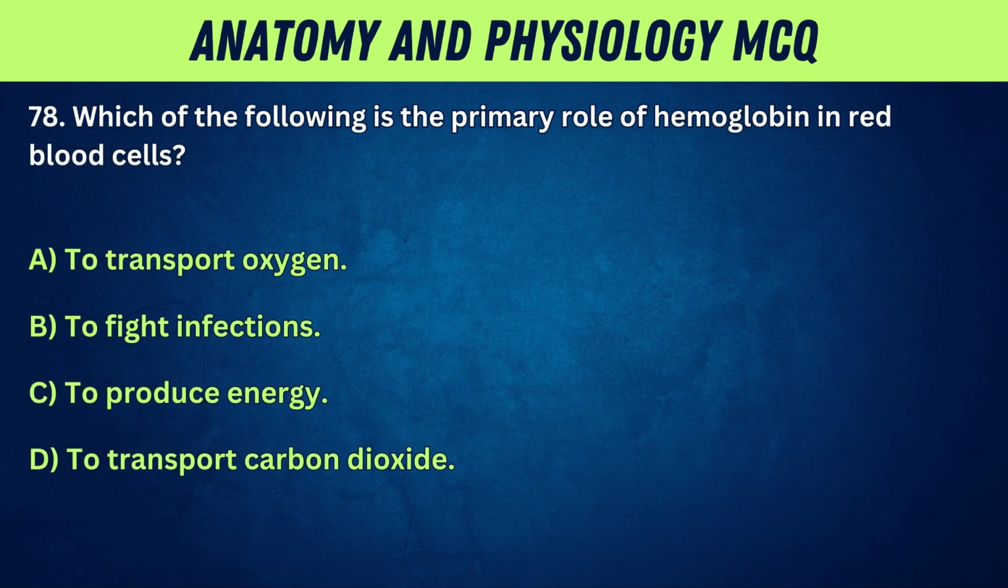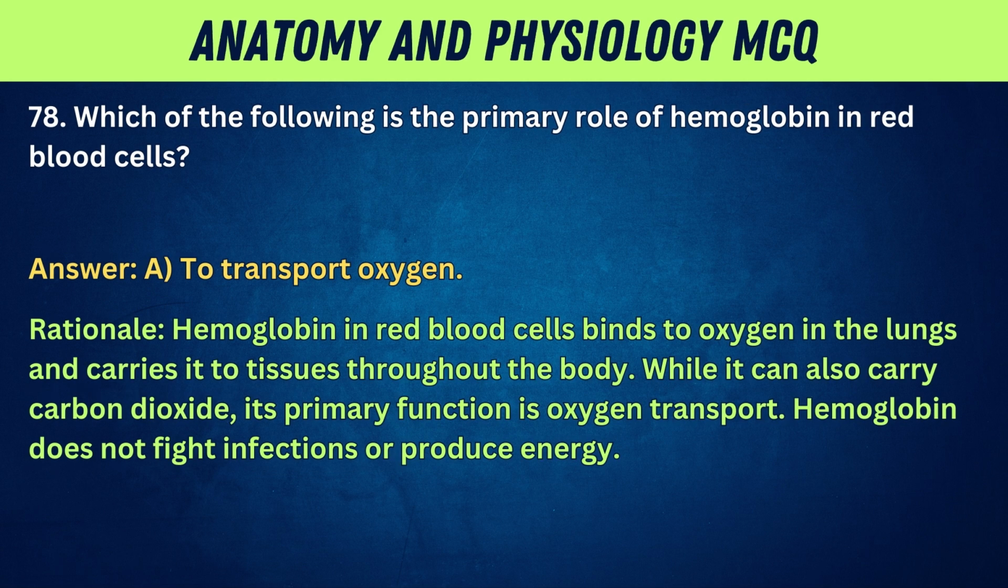78. Which of the following is the primary role of hemoglobin in red blood cells? A. To transport oxygen. B. To fight infections. C. To produce energy. D. To transport carbon dioxide. Answer: A. To transport oxygen. Rationale: hemoglobin in red blood cells binds to oxygen in the lungs and carries it to tissues throughout the body. While it can also carry carbon dioxide, its primary function is oxygen transport. Hemoglobin does not fight infections or produce energy.